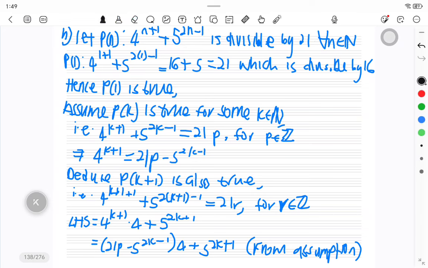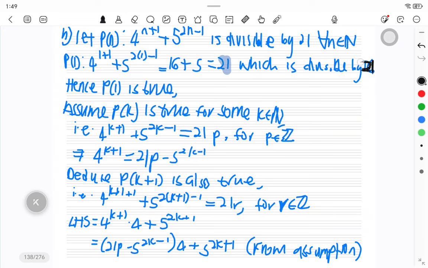Did I write 16? 21. This is divisible by 21. I think my mind was still on the previous question. Which is divisible by 21. You say, right, hence P of 1 is true.